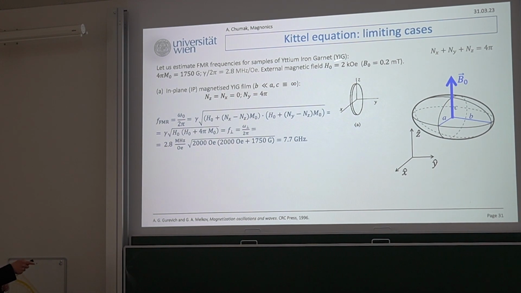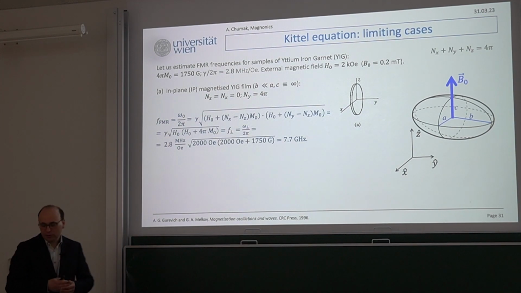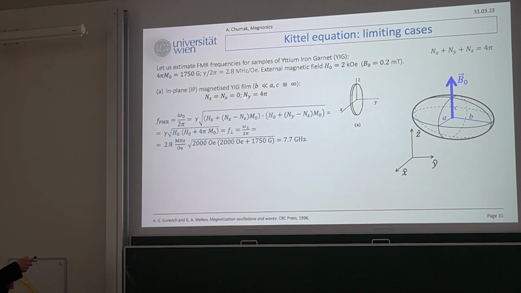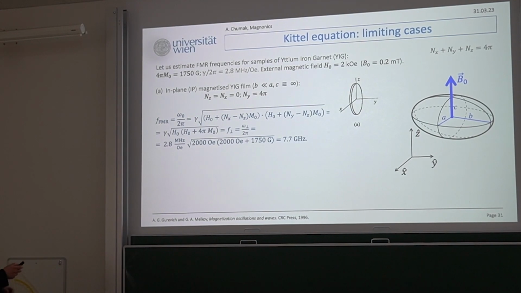So we take yttrium iron garnet, this material which we like. Its saturation magnetization in CGS, 4 pi M0, is 1750 Gauss. I take the gyromagnetic ratio gamma, especially in this form divided by 2 pi. When we measure it, it is simply 2.8 megahertz per Ørsted. That's how people usually work if you want to quickly estimate what the frequency will be. And we apply a 2 kilo-Ørsted field. 0.2 Tesla, sorry, the M is a mistake here.